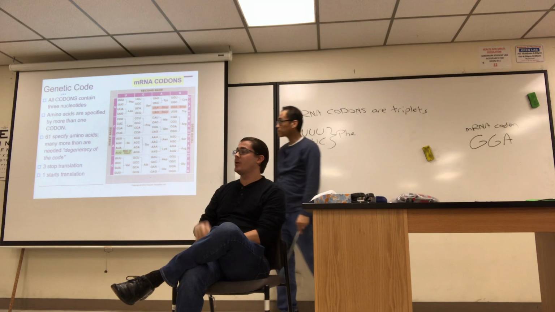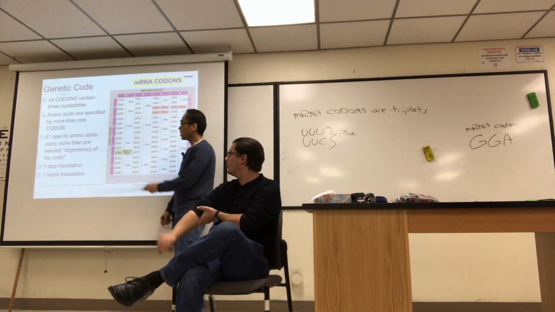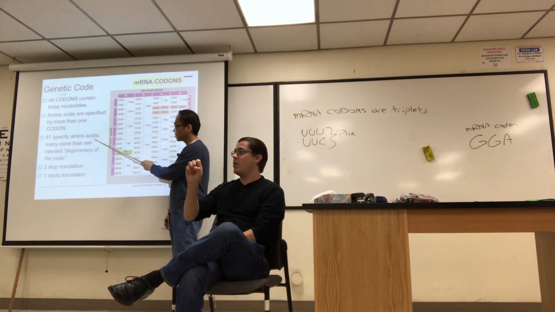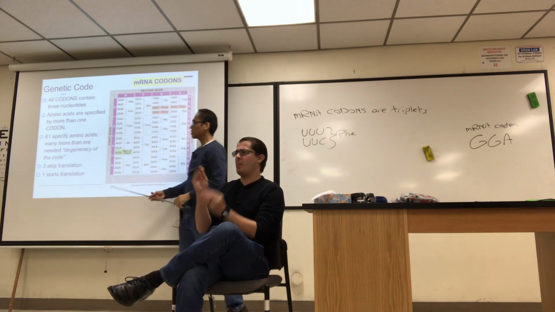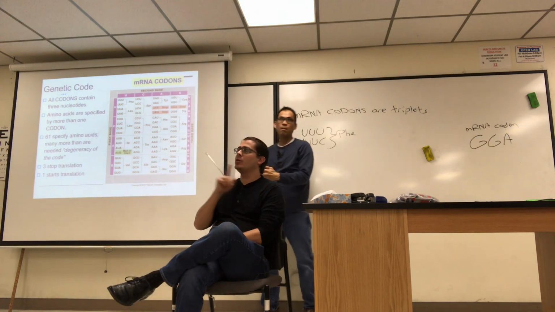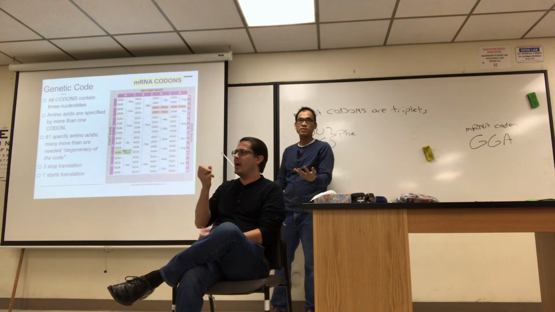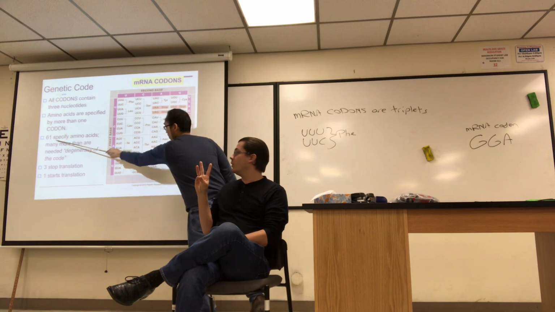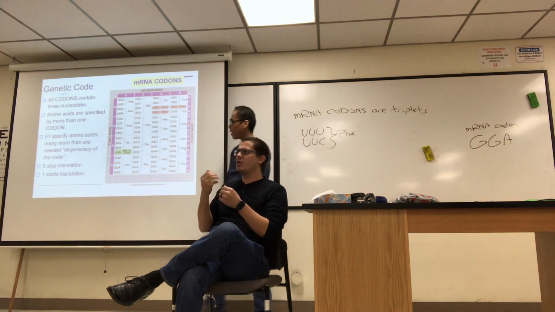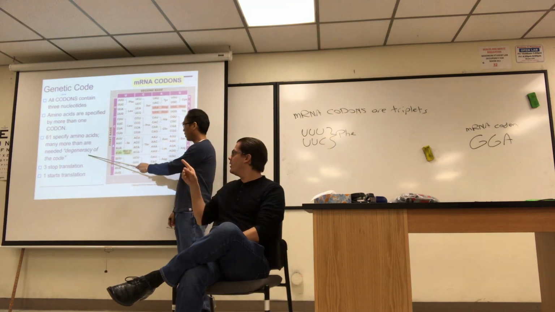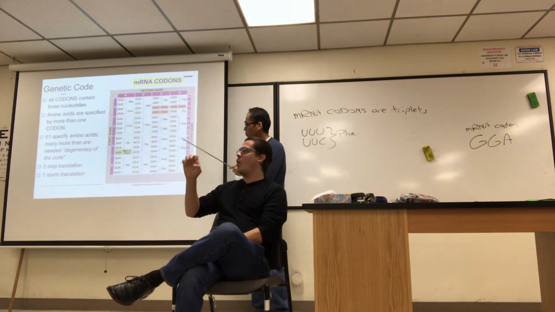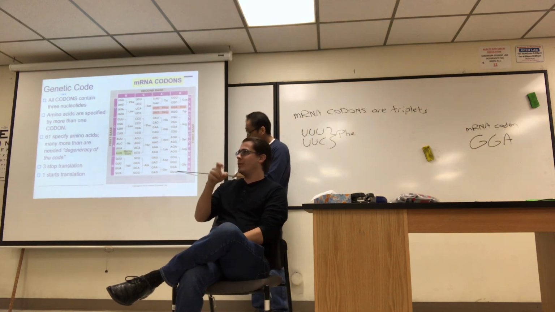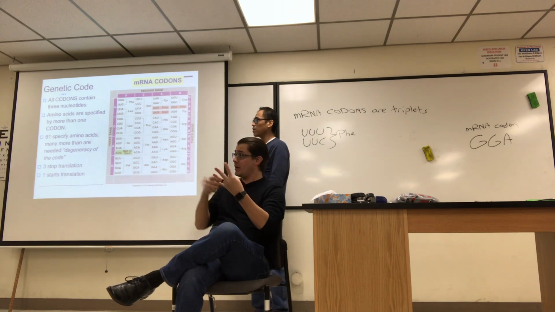So altogether, 61 of these codons specify for amino acids. There's many more than you need, because how many did you need? How many amino acids are there? 20. So you only needed 20, but you have 61. So you have more than you need, and they call that the degeneracy of the code. That simply means 2 codons can code for the same thing, 4 codons can code for the same thing. That's all they mean. You got more than you need.